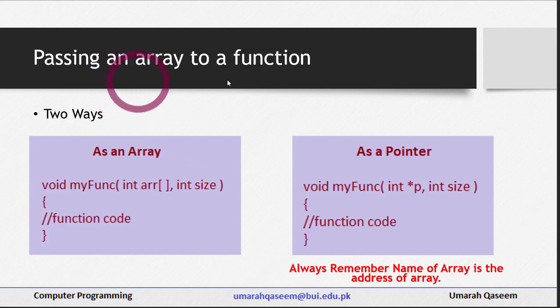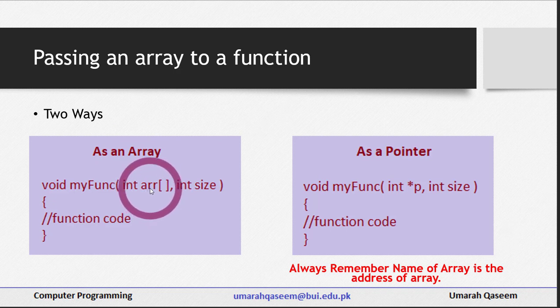Now let's see how to pass an array to a function. There are two ways to pass an array to a function. The first way is as a normal array, and the second way utilizes the fact that the name of the array is the address of the array. Using this concept, the second way is sending an array to a function as a pointer, right?